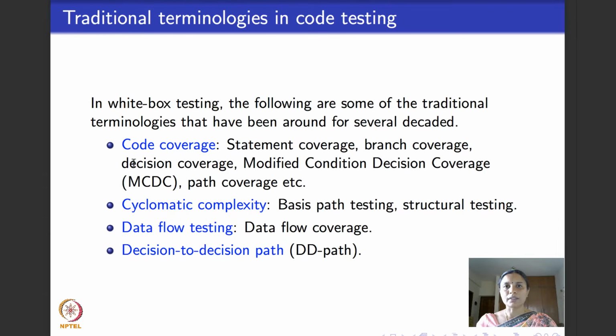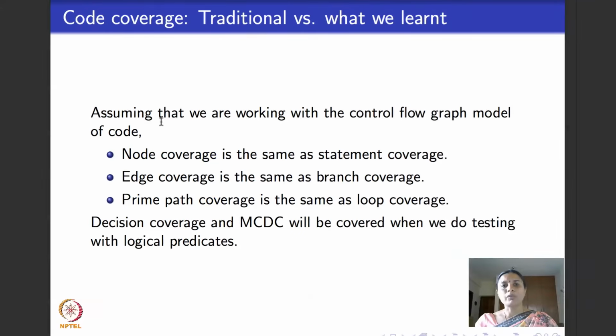So, we look at the other things, which is coverage, cyclomatic complexity, and DD paths, and see what they mean as far as their relationship to the kind of structural coverage criteria that we have seen till now. As I told you, we assume that we have a piece of code and we have derived the control flow graph of that code.